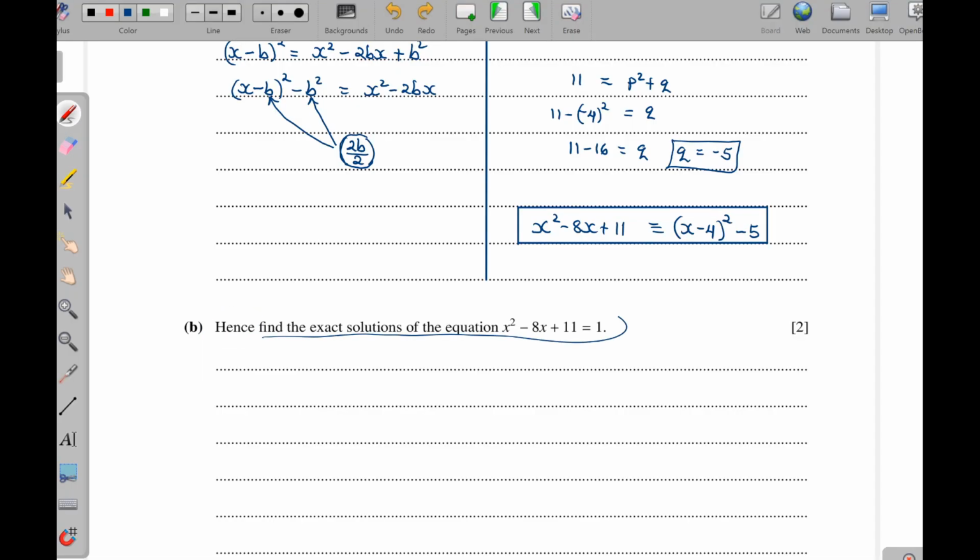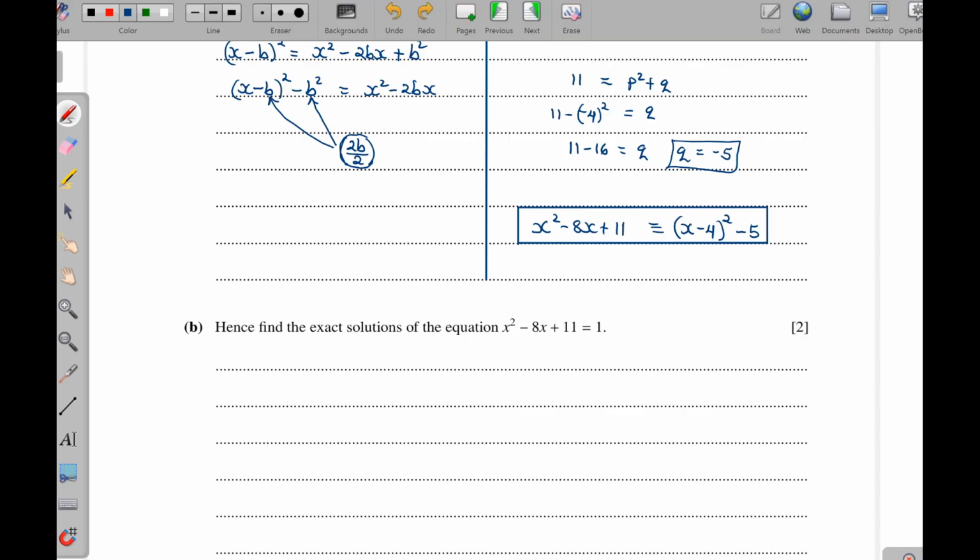Then part B, hence, this one means begin from where you have stopped. Find exact solutions of this. Now, if you bring this one here, then you have the plus 10, and then you solve that quadratic equation, maybe using the completing the square or the quadratic formula. You are going to be crossed because they said hence. But if they say hence or otherwise, then you can use any other method to solve. Okay, that is the otherwise. So this one here is this.